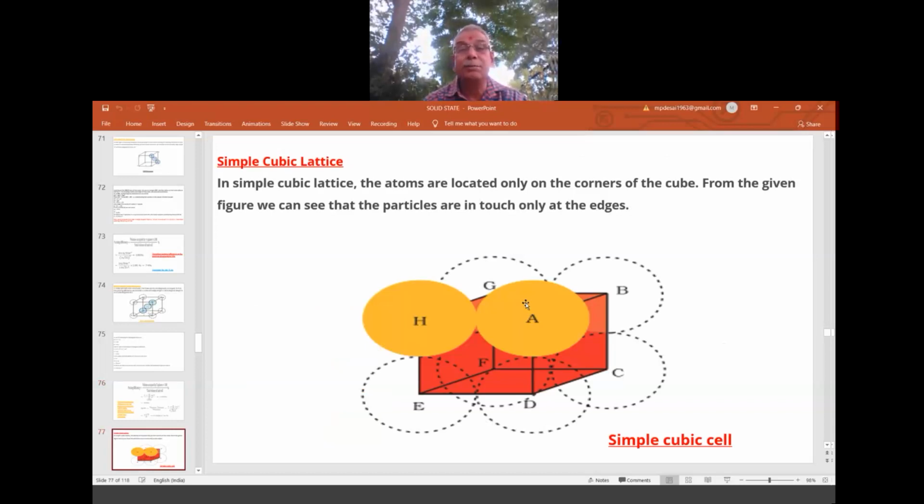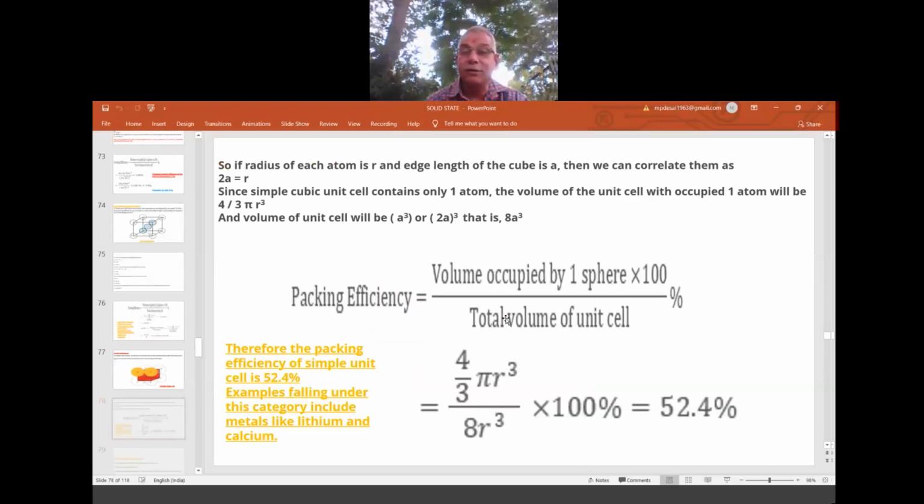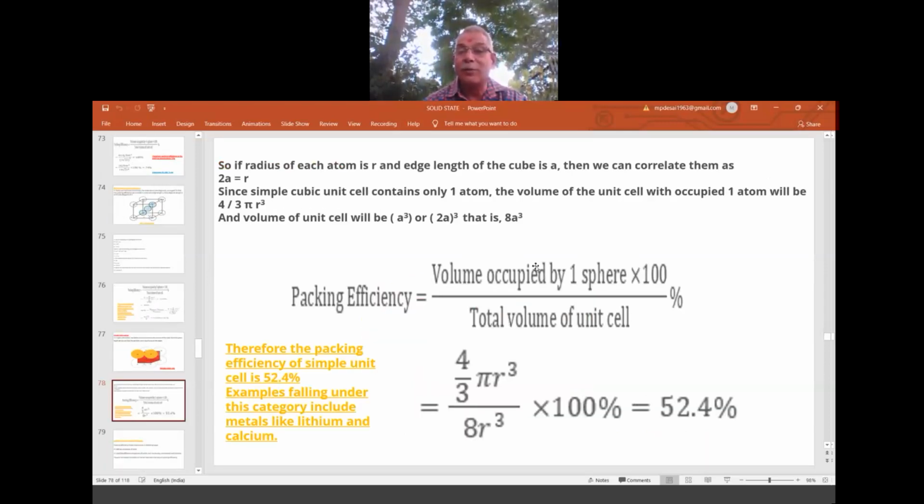Now this is a simple cubic lattice. Only on the corners. It is 1/8 of 8, so only one sphere. Volume occupied by one sphere is 4/3 pi r cube, and the total volume of the unit cell is 8 r cube.